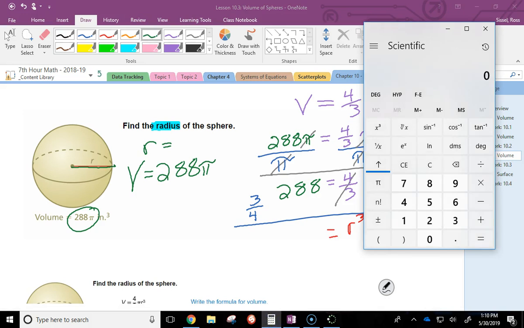How do I do 3/4 times 288? You could do 3 divided by 4 and then change it back into a fraction. I could do 3 divided by 4, and it simplifies to an easy terminating decimal. Well, what am I going to do? 3/4 is 0.75. What would I do with it now?